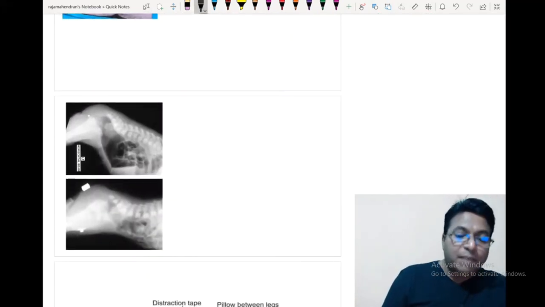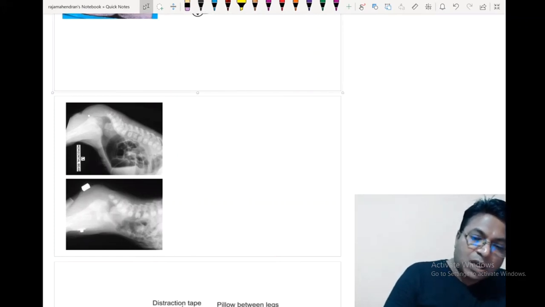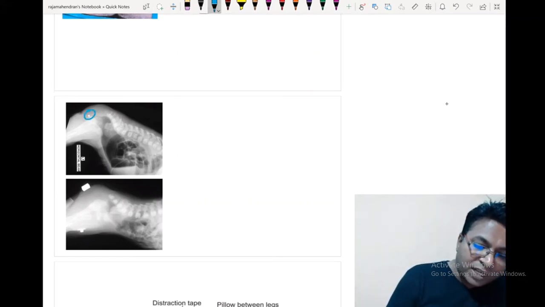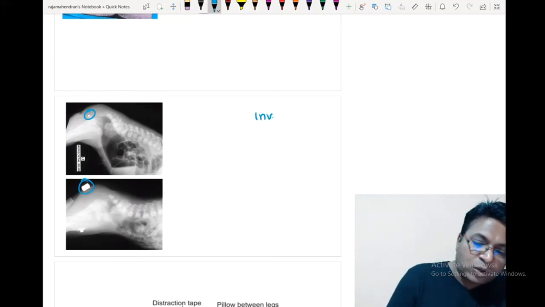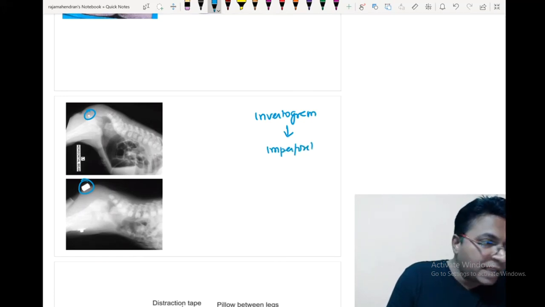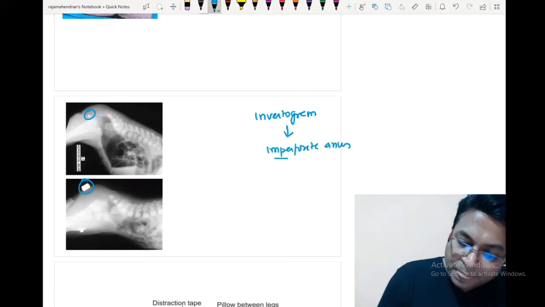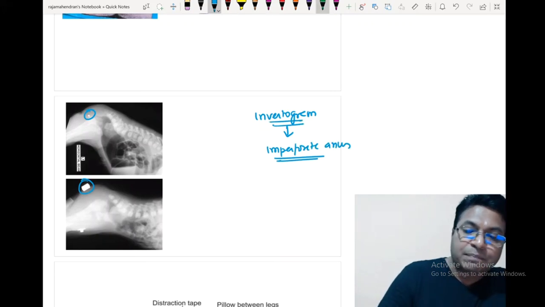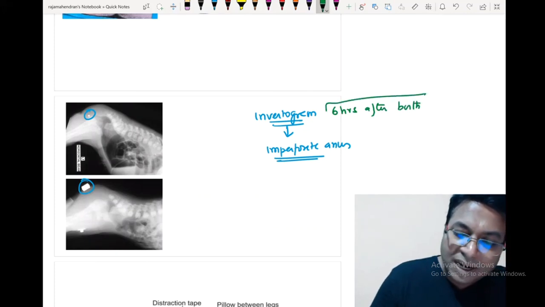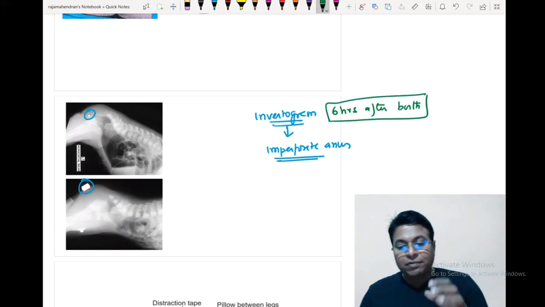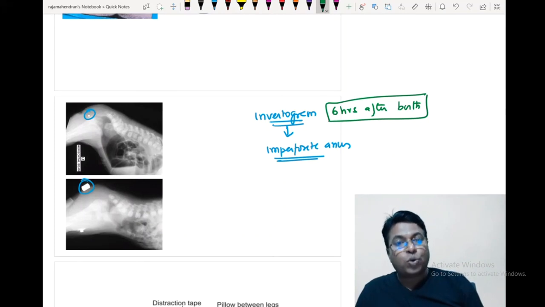This is a picture of a newborn baby. We kept a coin at the level of the anus and we are taking the X-ray in an inverted position, known as invertogram. The diagnosis is imperforate anus. Invertogram should be done 6 hours after birth. This is the point: invertogram, imperforate anus is shown in this image.